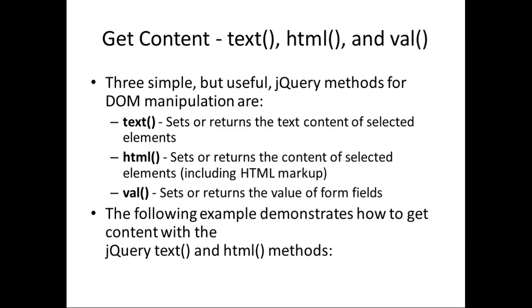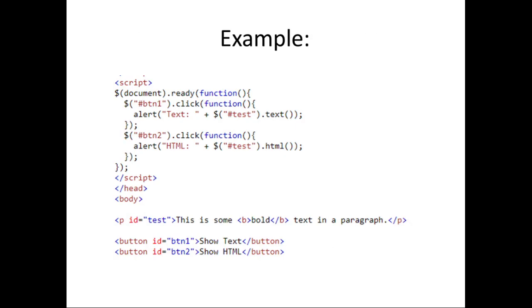The following example demonstrates how to get content with the jQuery text and HTML methods. So let's take a look at this code. First, let's take a look at the HTML code here. We have a paragraph with an ID test, and it contains this text: this is some bold text in a paragraph, and the bold text is enclosed in the B tag. Then we have 2 buttons here. One has an ID of btn1 and the other one has an ID of btn2.